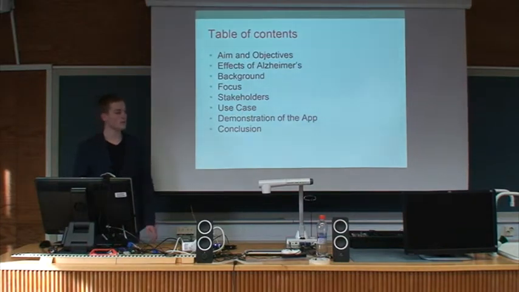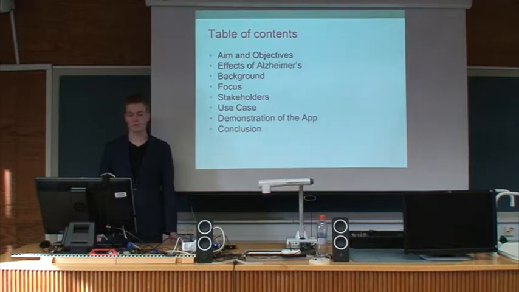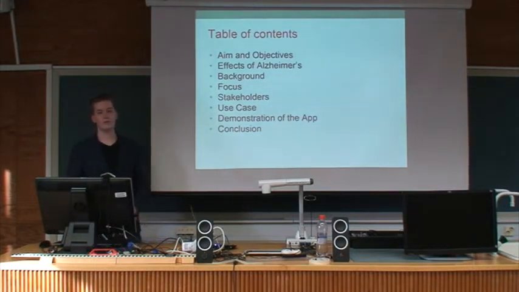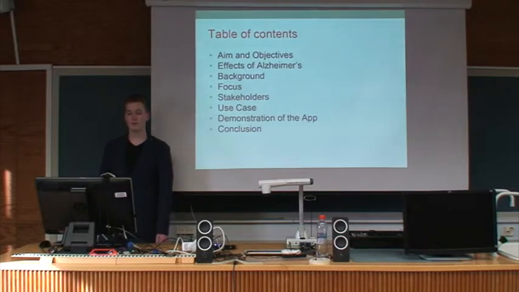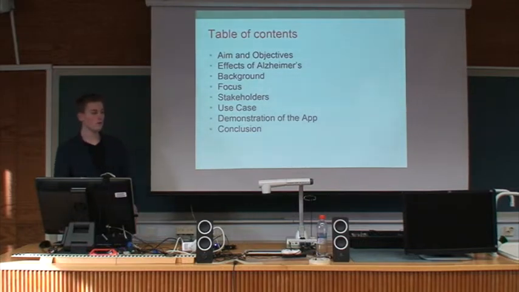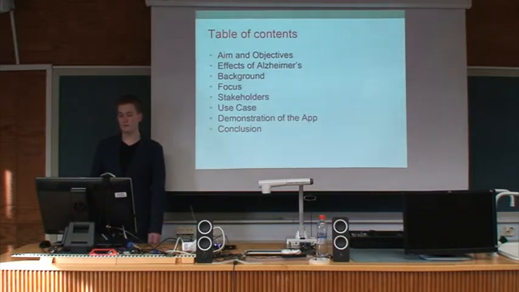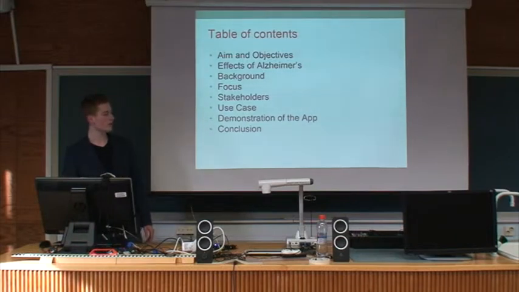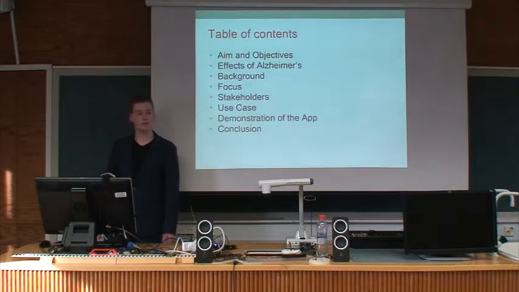Now we can talk a bit about our aim and objectives, what we want to achieve and how we will do it. To explain the objectives, we need to describe some facts of Alzheimer's. We're going to talk a bit about the background, why we did it, and what points we focused on, because we couldn't achieve all of them. Then the stakeholders of our app. We have made one use case of the app, a little demonstration, and in the end, the conclusion.